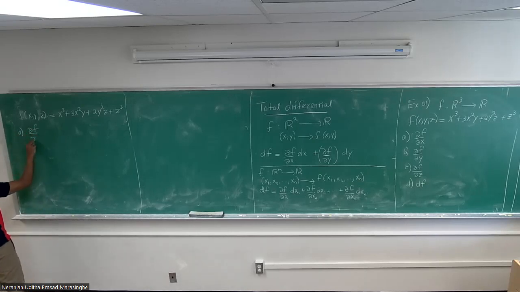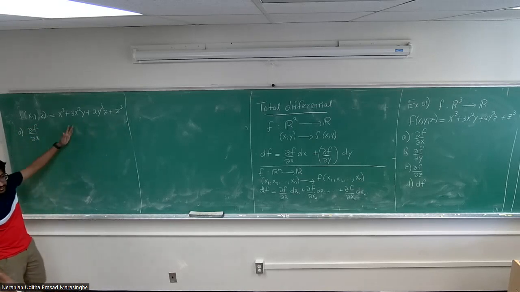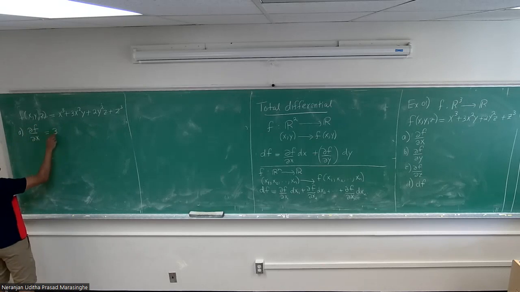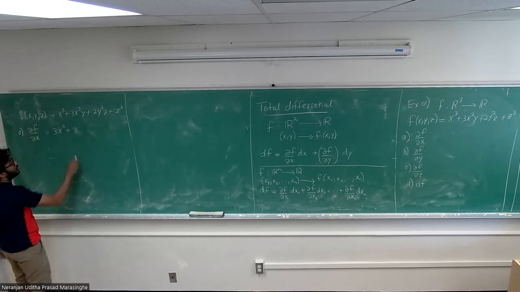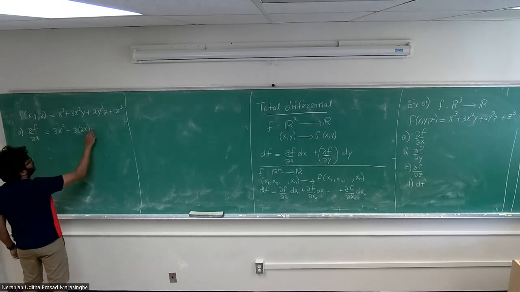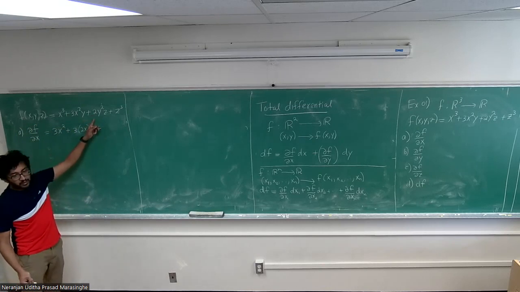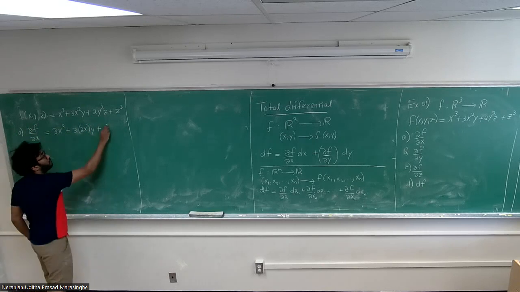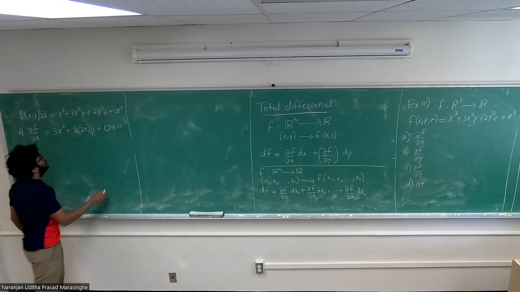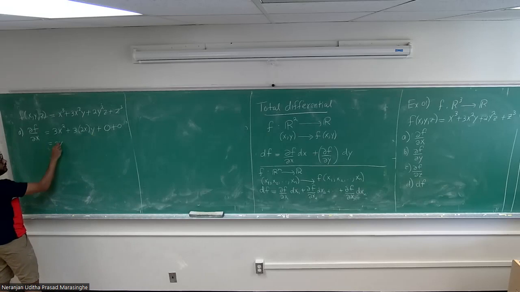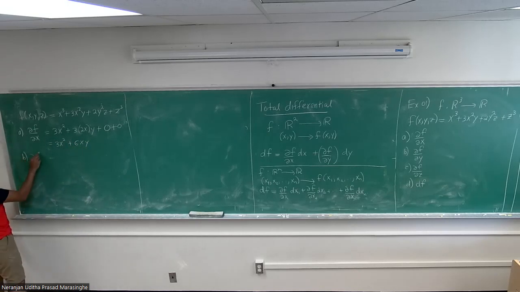Now ∂f/∂x. You think y and z are constant, and let's take the derivative with respect to x. So this will be 3 times x squared plus 3 times the derivative of x squared is 2x, 2x times y plus what is the derivative of this with respect to x? 0, no? This one is also 0. So I have 3 times x squared plus 6xy. Okay? Right. This is part A.